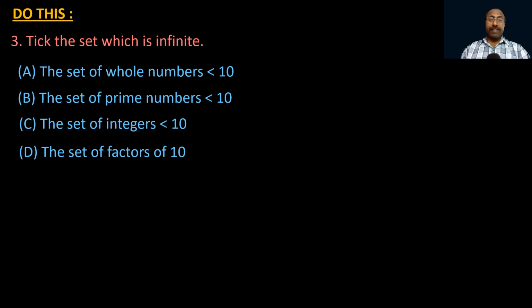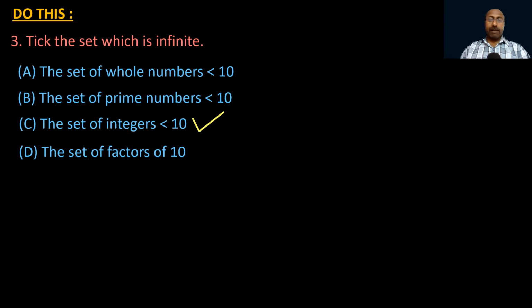Option C, the set of integers less than 10. In the set of integers less than 10 we have negative integers, which are endless, then 0 and positive integers. The positive integers are limited, from 1 to 9, and 0, but the negative integers are endless. So there is no first element in this set, there is no starting element in this set. So the set is infinite. So we can tick this one.